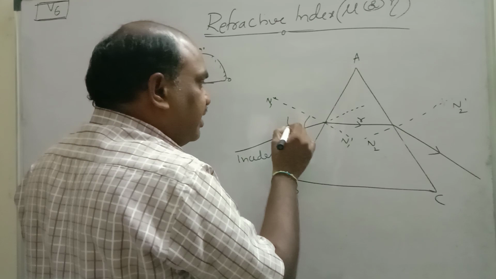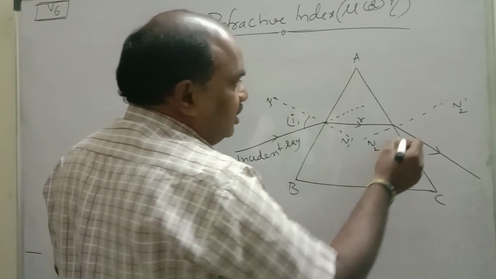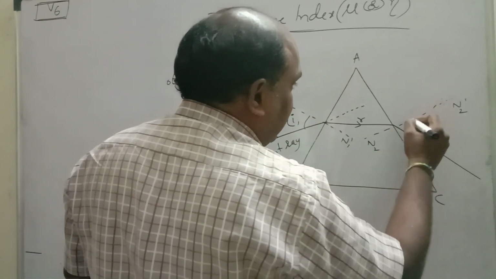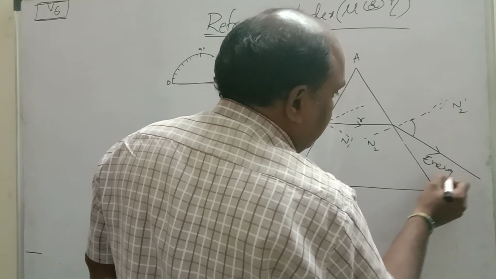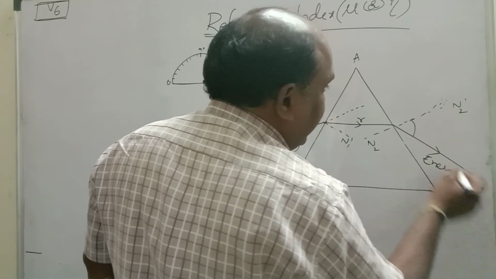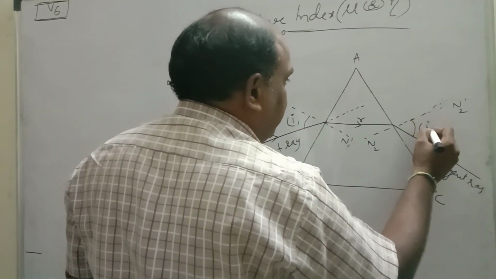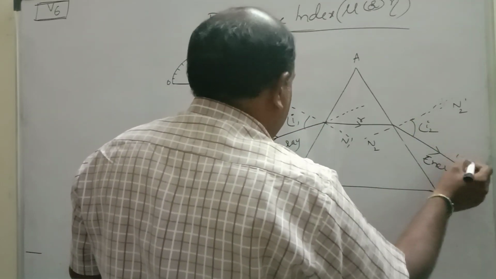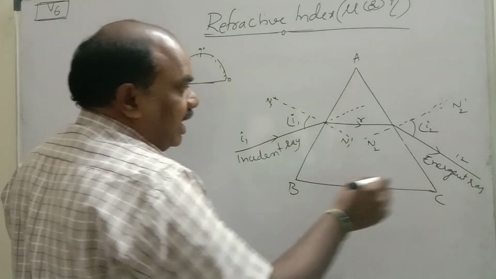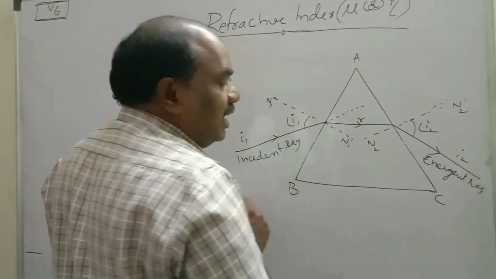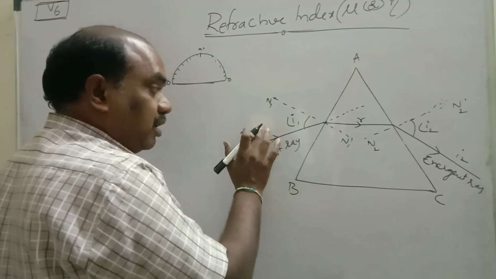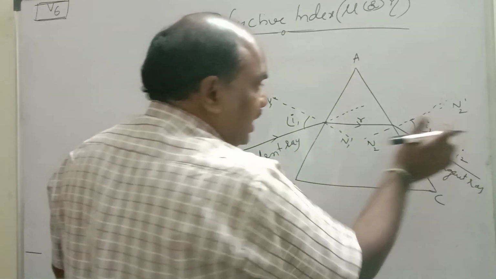This is the angle of incidence, I1. This is our angle of emergence. This is the angle made by the emergent ray. This is called the emergent ray. The emergent ray is making some angle with the normal. This is the angle of emergence, denoted by I2. I1 is for the incident ray, I2 is for the emergent ray. Angle I1 is the angle of incidence. Angle I2 is the angle of emergence.